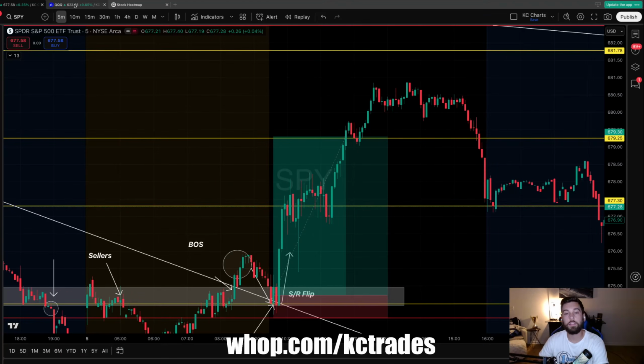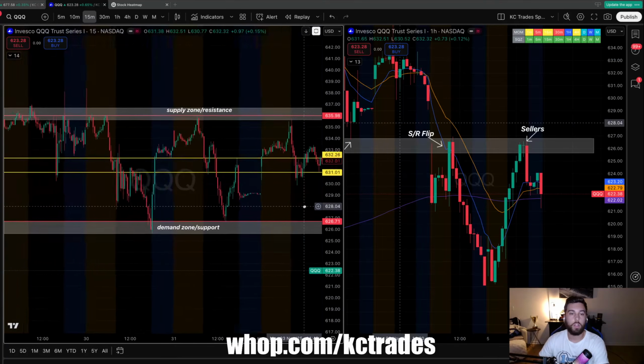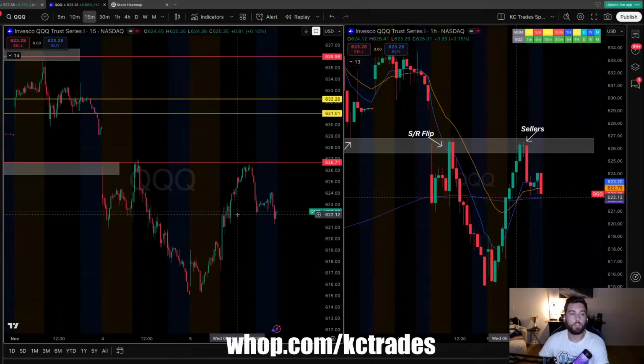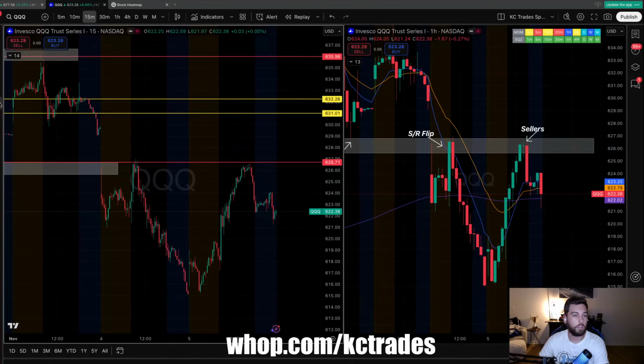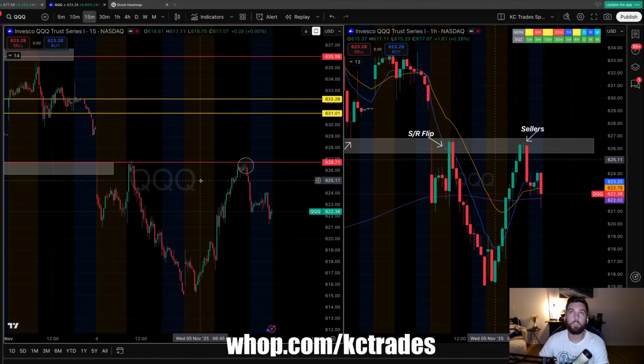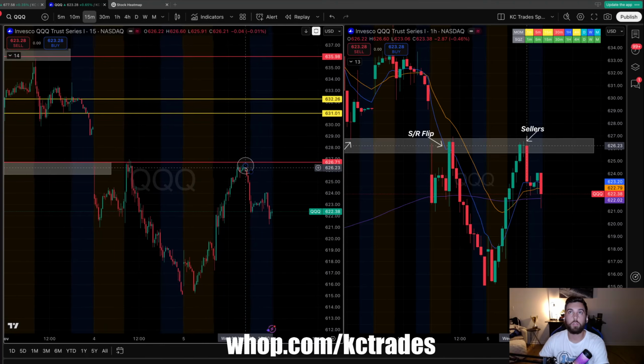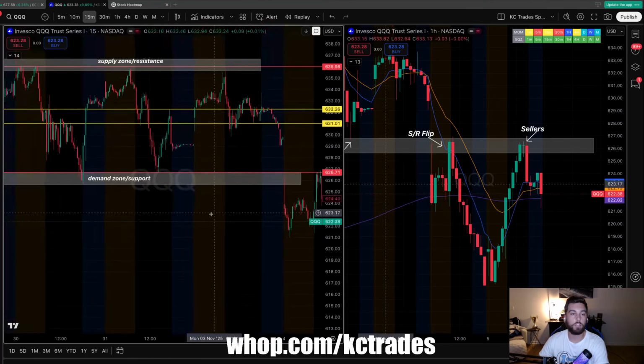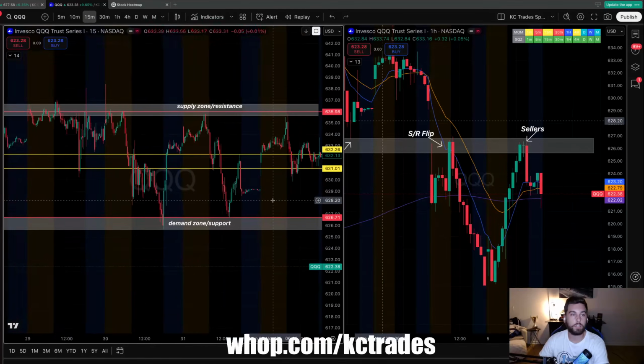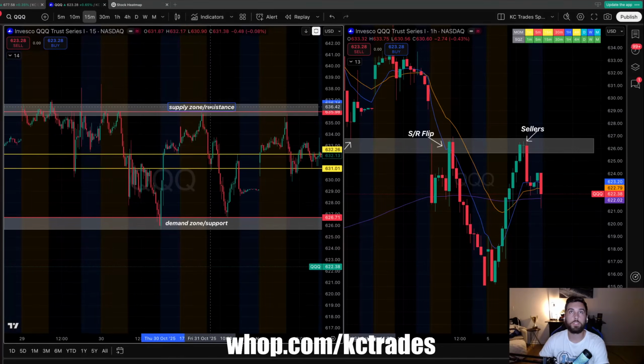So now applying this over to QQQ. So I shorted QQQ today here. We're going to figure out why I went short right here on QQQ. So let's look at previous sessions here on Qs. Again, supply zone, resistance, support zone, demand zone. All right. So you have supply up here, demand down here, resistance up here, support right here.